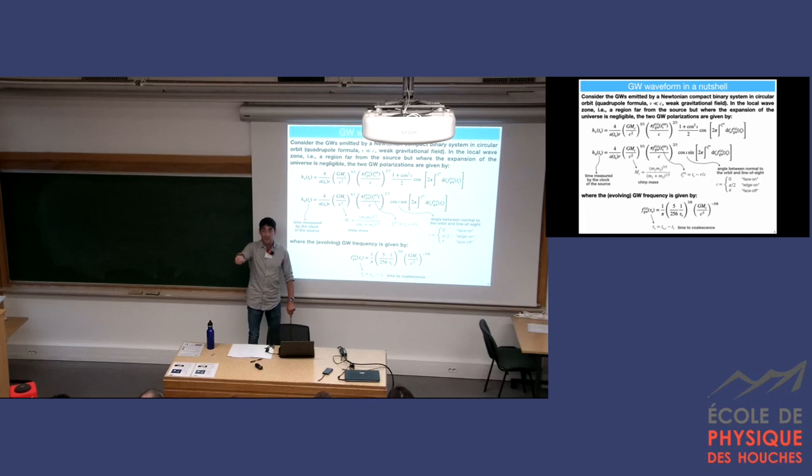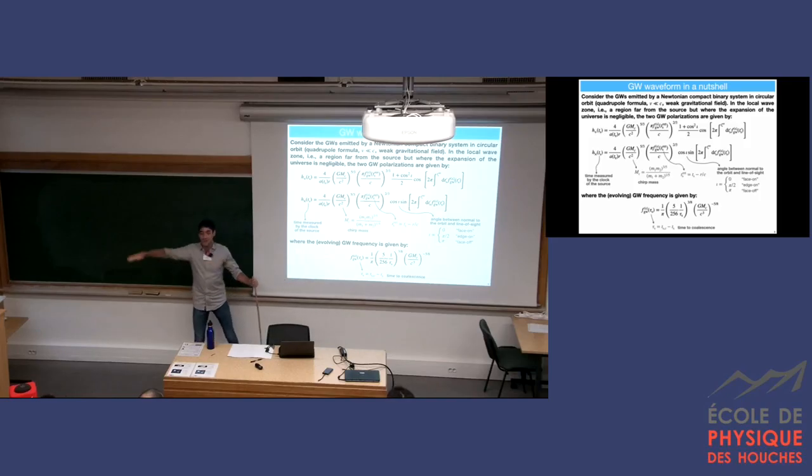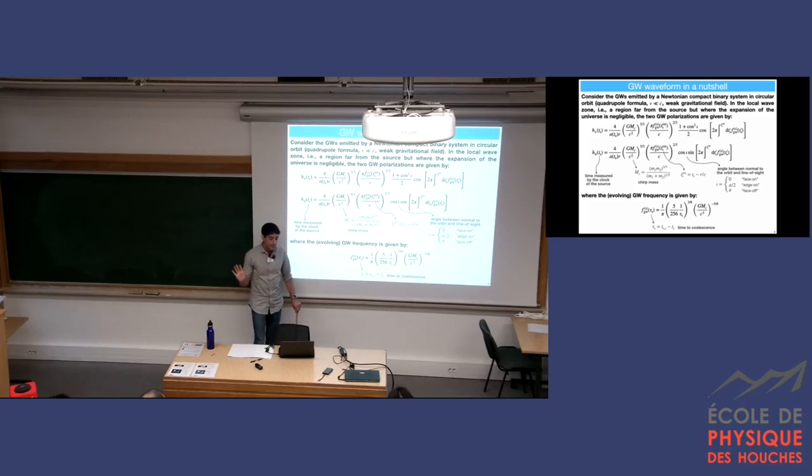For example, GW150914, which was the first detection, is a 30 plus 30, say, solar masses system, and the merger frequency was around 150 hertz. For neutron stars, even small mass, you will basically have a merger that you will not see because it will happen at very high frequencies. Okay, this is just something that I think you have already seen.